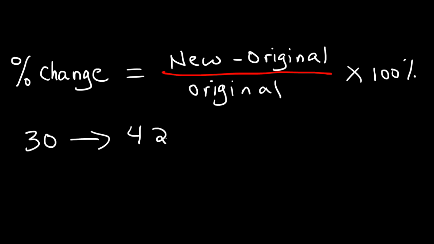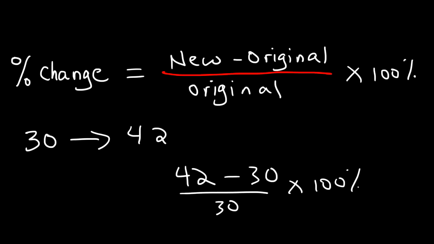So for example, let's say a number changes from 30 to 42. What is the percent change? The new value is 42. The original value is 30, divided by the original, times 100. So that's basically what you need to do.